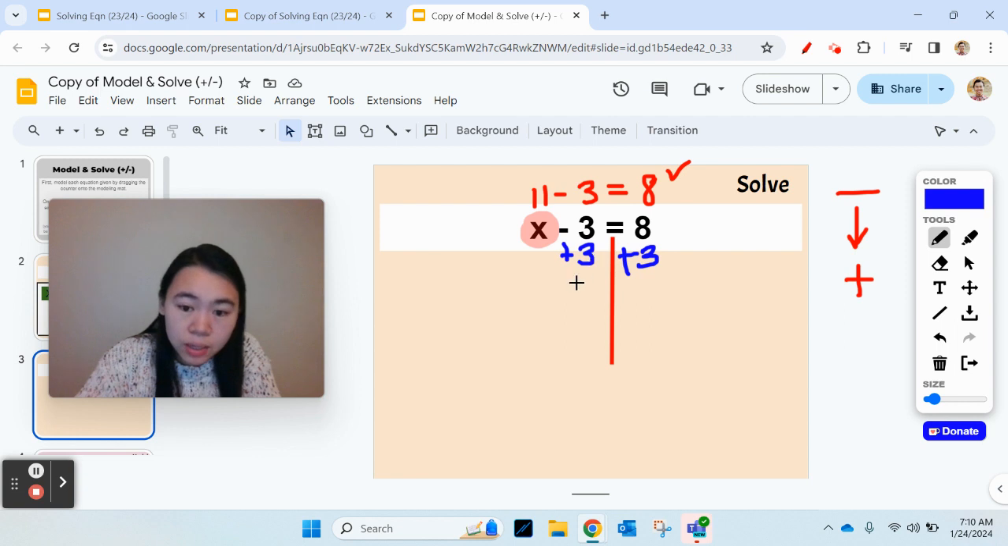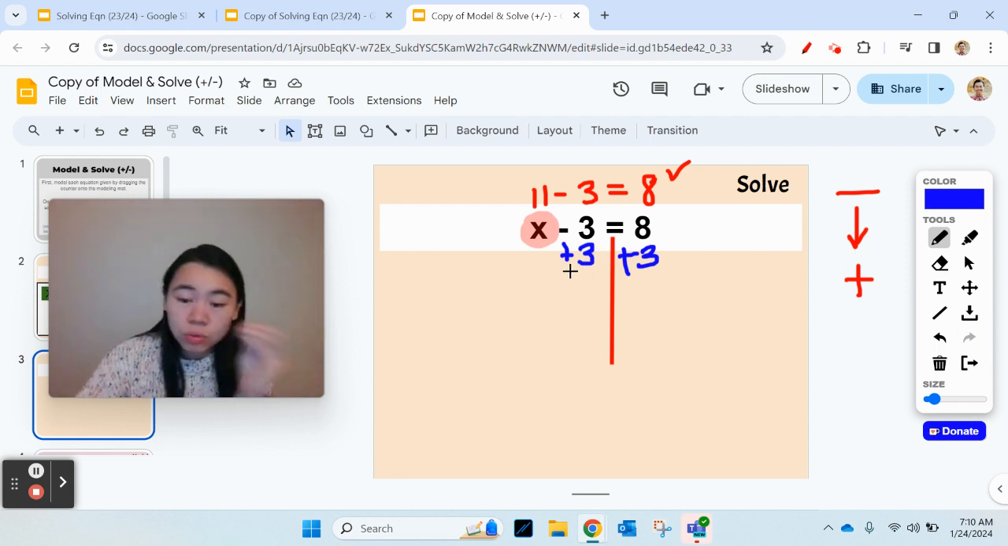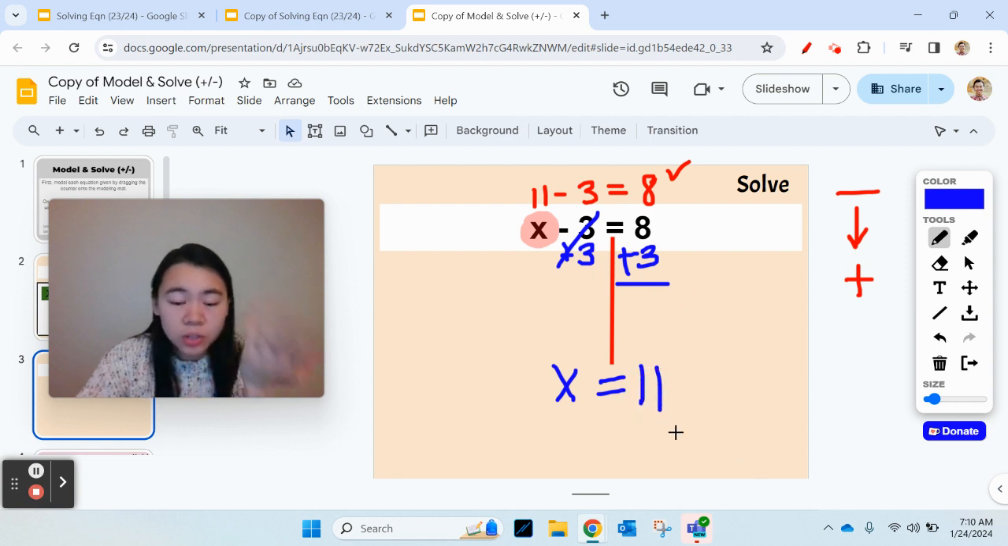-3 plus 3 is 0, and this is why we do the opposite operations, because we want this to essentially go away so that on our left side we have just x. Okay, and x is 8 plus 3. What's 8 plus 3? 11. And we can always check our work and see if it makes sense. Is 11 minus 3 8? 11 minus 3 is 8.